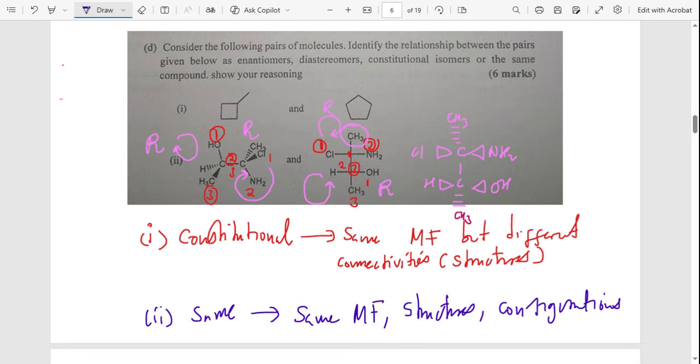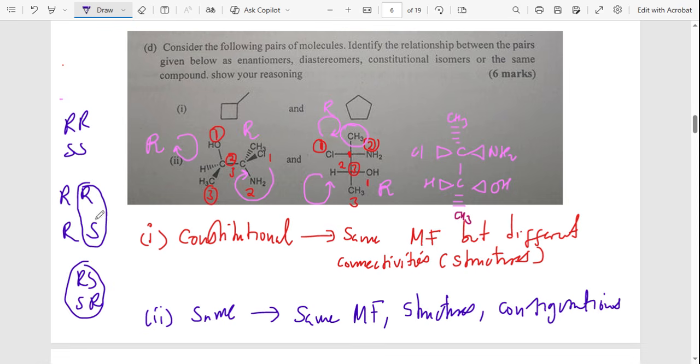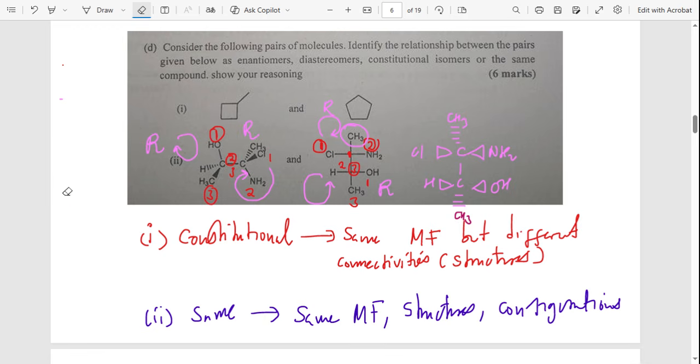So if let's say the first compound was RR, and then let's say the second one was RS. If they differed at one position like this, the first carbon is the same, but the second carbon is different, we could have said these are diastereomers. Or if let's say the first one was RR, the second one is SS, or the first one was RS, the second one is SR. Both carbons have been swapped. We call these enantiomers. All right. So that is how you go about that one.